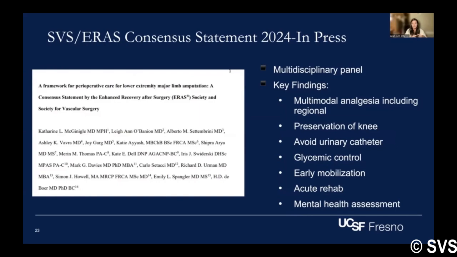And so a couple of things that I just want to point out that were key findings of this project were that we really stressed the importance of multimodal analgesia, including regional nerve blocks, preservation of the knee at all costs to enhance functionality with a prosthetic, avoidance of a urinary catheter when possible, good glycemic control, particularly in patients who have diabetes. Once again, that early mobilization with the intent to go to acute rehab. And finally, I touched on it, but mental health assessment, really getting these patients early on discussing whether or not they need any psychosocial support.